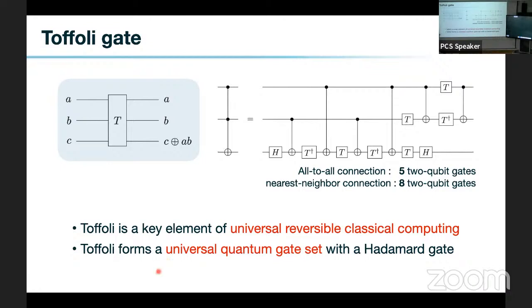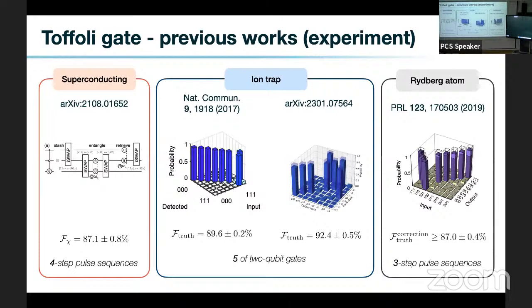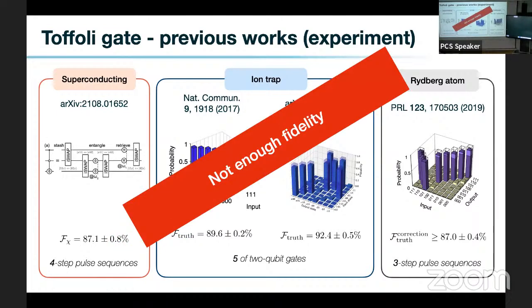If we try to make a Toffoli gate using a bunch of single-qubit gates and 2-qubit gates, it always has a lower fidelity. That's the reason why we cannot use the Toffoli gate in real experiments. There have been several trials to implement the Toffoli gate in each system, but they weren't very successful. The fidelity is around 87, like around 90%. So that's not enough fidelity to use in quantum simulation or quantum algorithms.